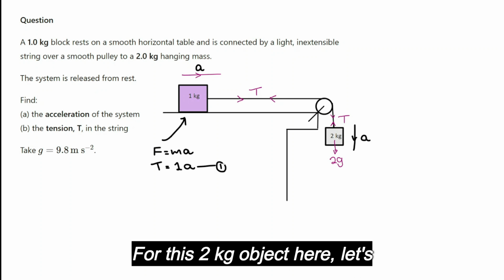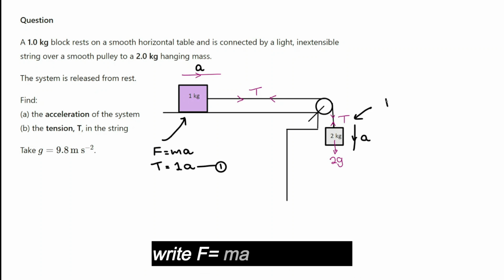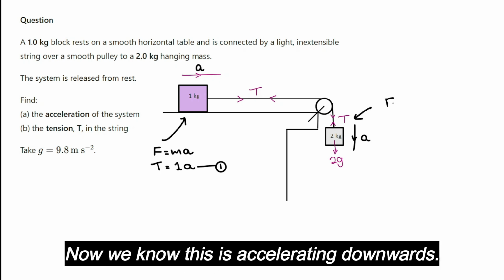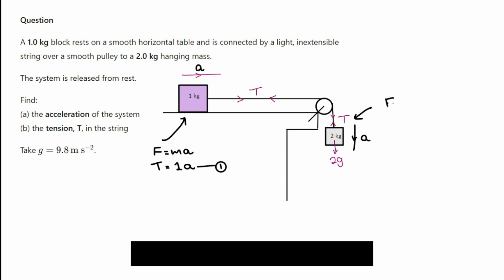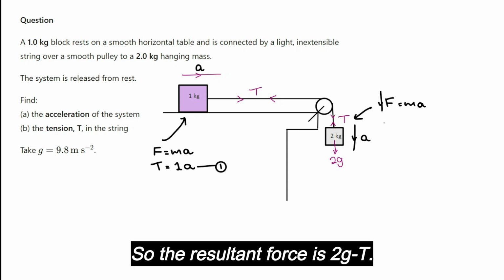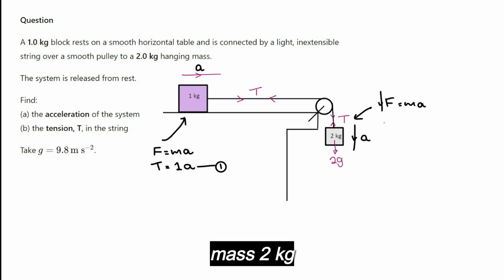For this 2 kilogram object here, let's write F equals ma downwards. Now we know this is accelerating downwards, so obviously 2g must be greater than T. So the resultant force is 2g take away T, mass 2 kilograms, a, equation 2.